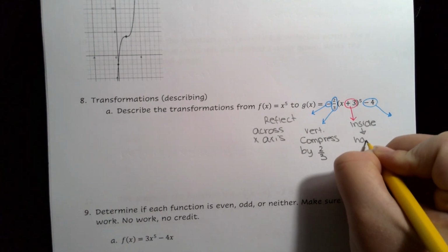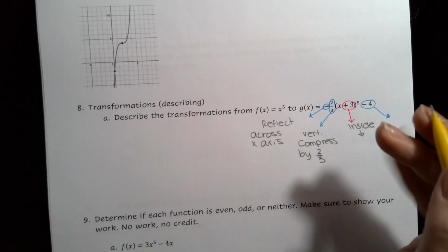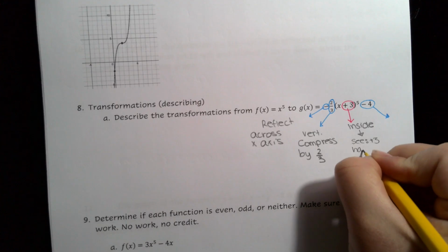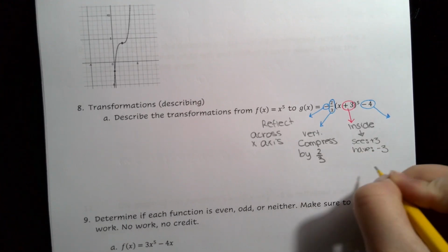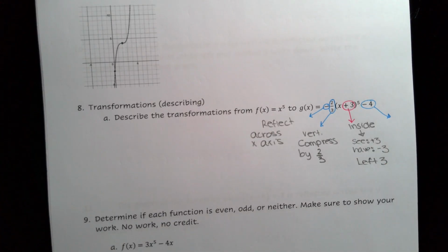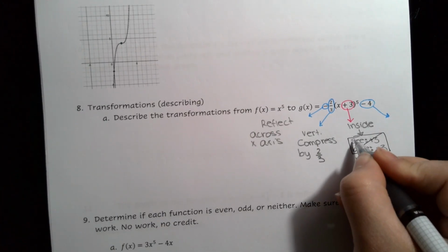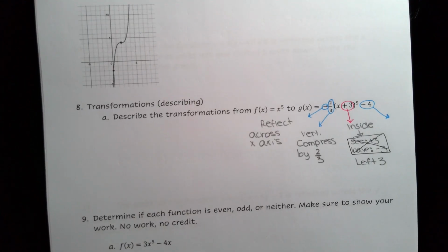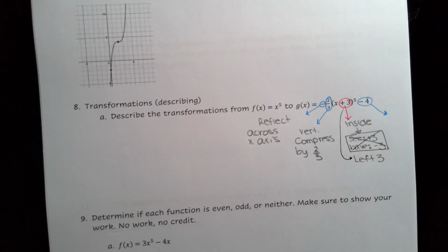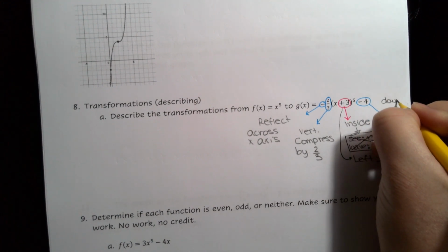So I see a positive 3. That means I have a negative 3. That means I go left 3. Now, I am going to cross this out because this right here is not part of your answer. Sometimes I see them as your answer. That's not your answer. This right here is your descriptor. And then for your -4 on the outside, this is just down 4.